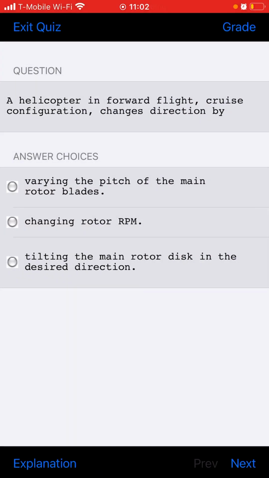The purpose of the directional fin is to provide directional stability. The vertical flight of a helicopter is controlled by collective pitch changes.